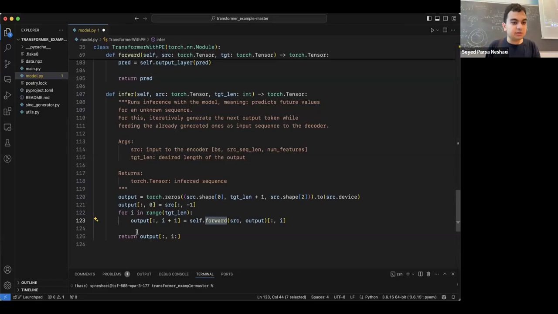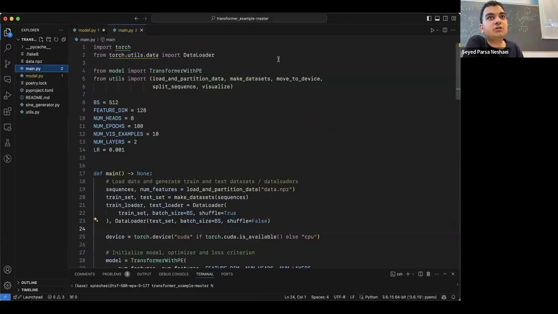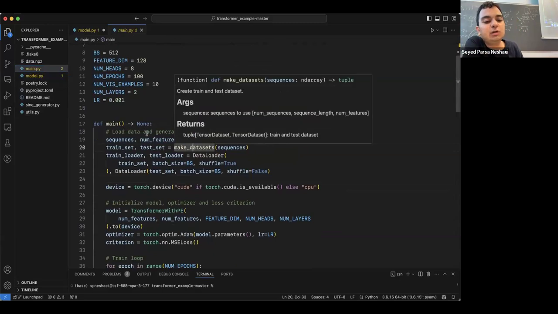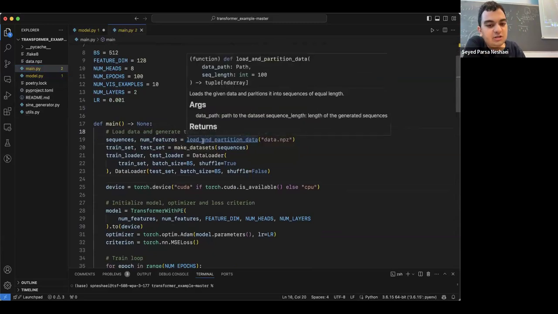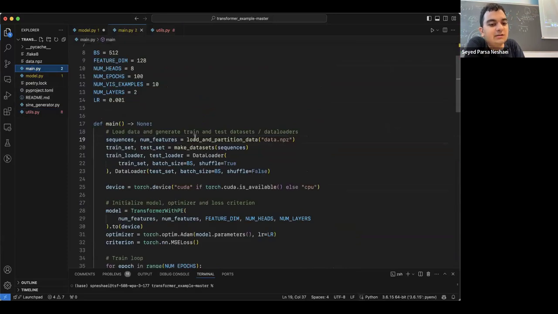And by the way, so this was the model. One thing left here is, okay, how do you call this model? It's very simple. The training loop is quite similar to what we saw, but anyway, let's see. So you extract the sequences. There is a util function, load and partition data, that just splits into sequences, like we also saw yesterday. You just loop and split into sequences. Nothing fancy here. You can read the code later if you want. It's very simple, right?